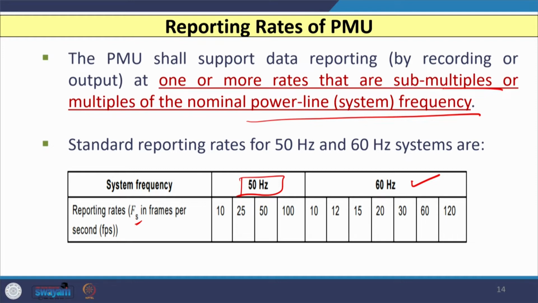You can see that for 50 hertz the highest reporting rate of a PMU is 100, which is a multiple of 50, and then 50, and submultiples of 50, that is 25 and 10. In the same way, if you consider 60 hertz, then you have the highest reporting rate of 120, and then 60, and the submultiples of 60 are also available here.